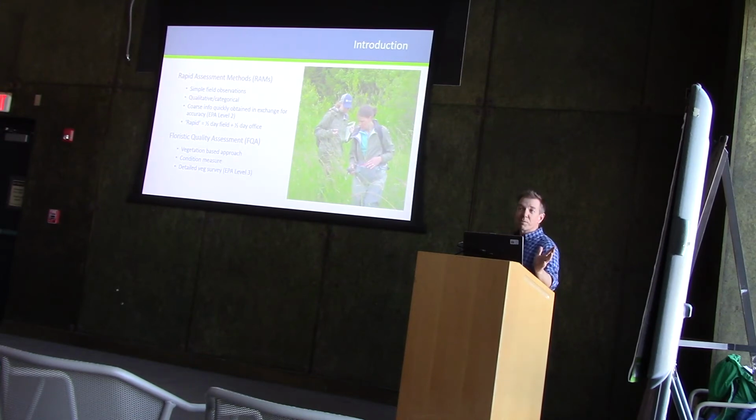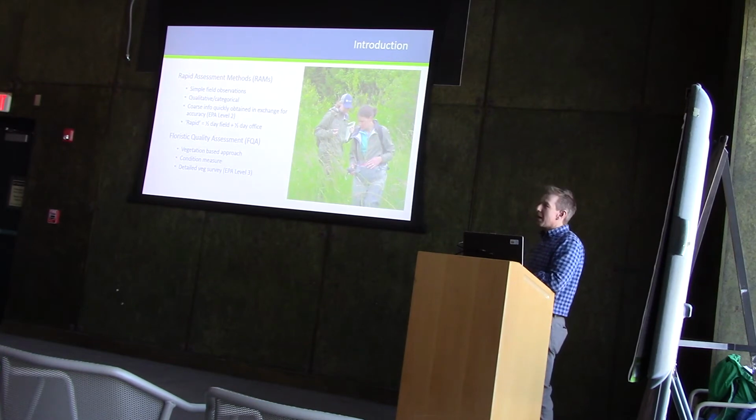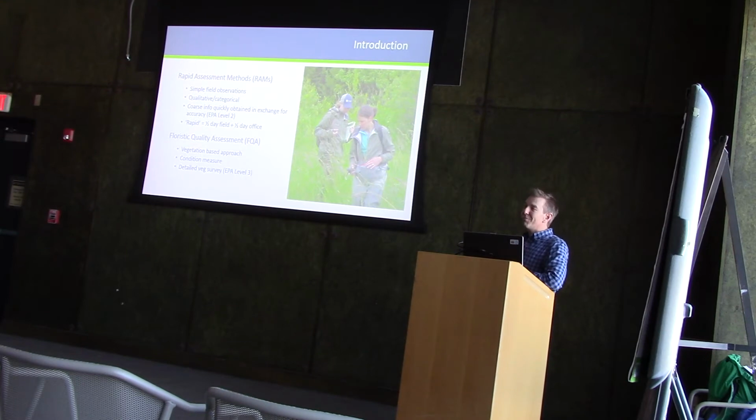Floristic quality assessment has been around for quite a long time, and typically it's thought of, hey, we've got to have a really high quality vegetation survey to do this approach. And when you're talking high quality data, you're talking high level of expertise, and typically a lot of time. That comes in at that EPA level 3. So what we're talking about today is how can we adapt these 2 ideas, or simplify the FQA a little bit to bring it down into this idea of being more like a RAM.